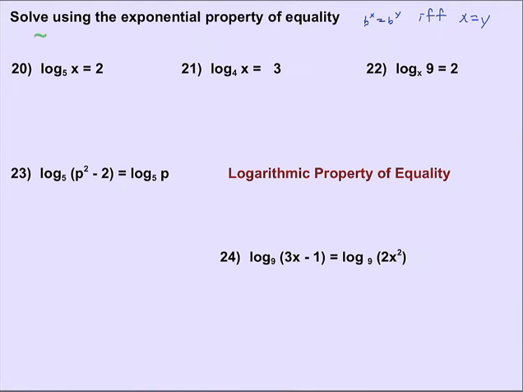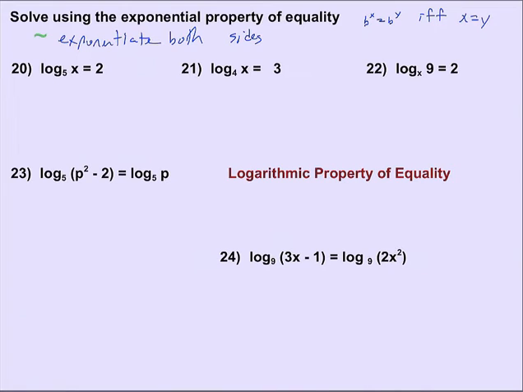One of the things we said about that is you can exponentiate both sides of an equation and your statement is still true. If I started with x equals y, I can turn that into b to the x equals b to the y. I've exponentiated both sides and the equation is still true because of the exponential property of equality.